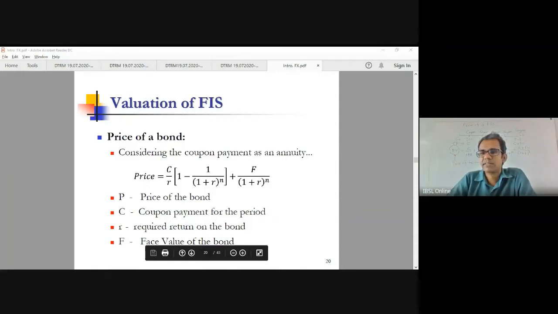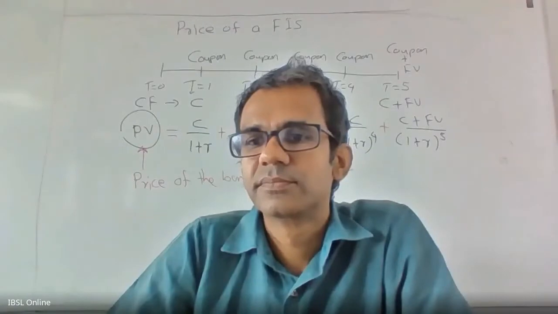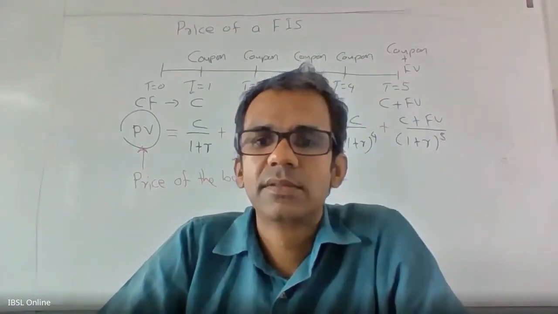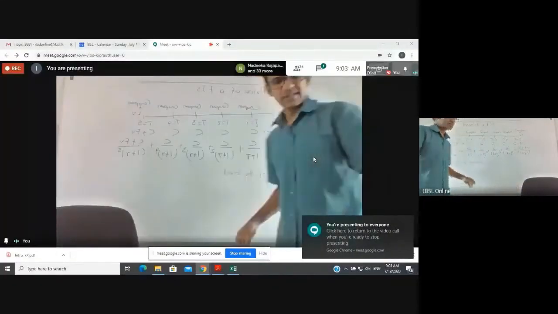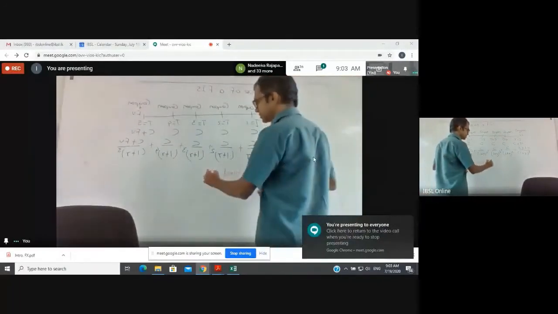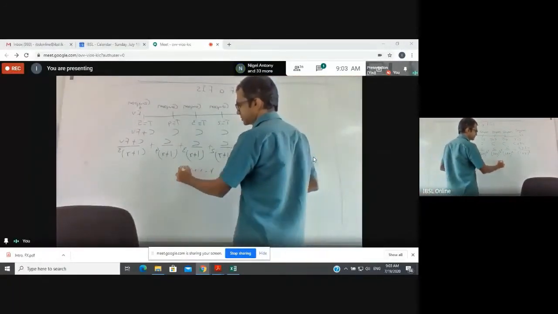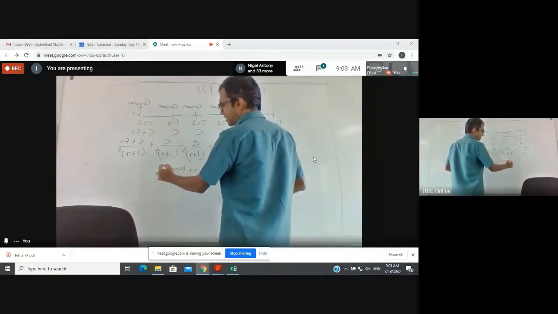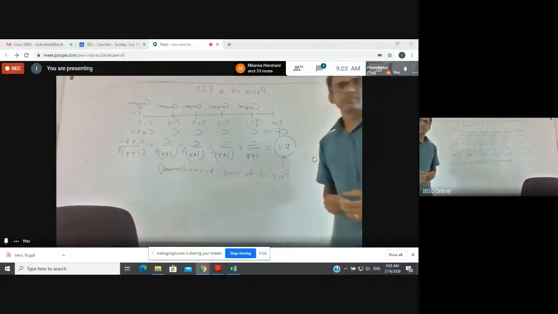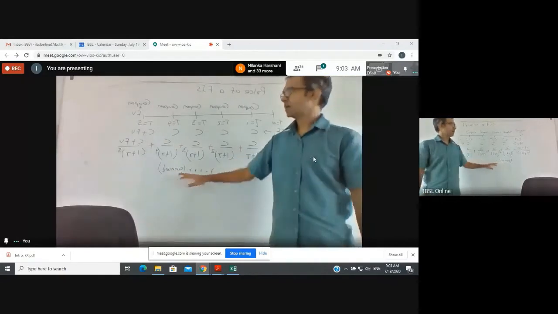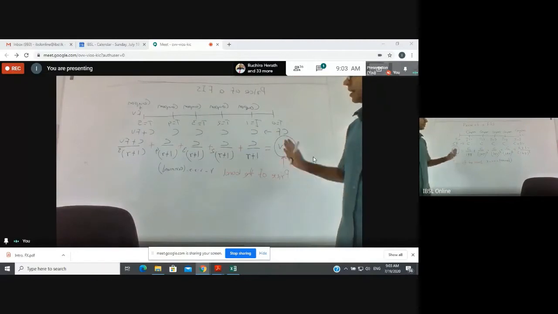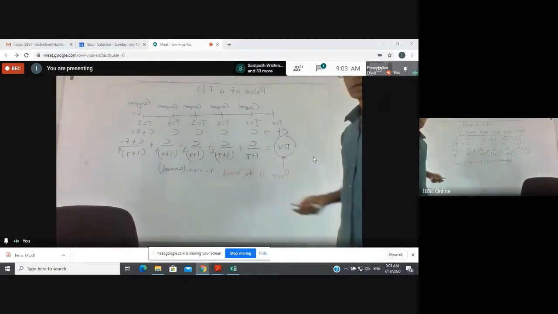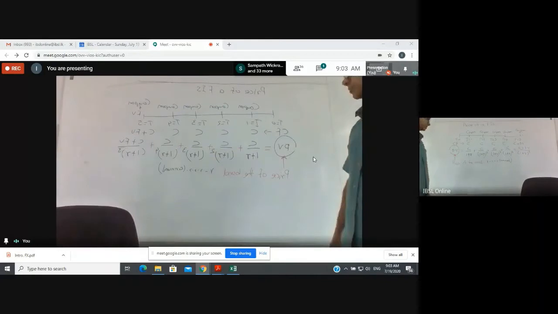The one I discussed is with annual, and this R is the required rate of return, annual. R is the required rate of return, annual. You quote it as an annual rate. What would happen if the coupons are paid semi-annually?